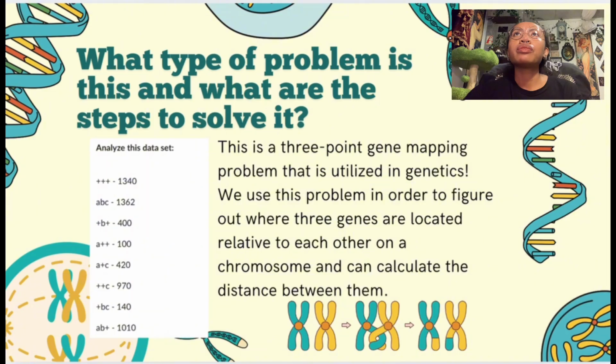So what type of problem is this, and what are the steps to solve it? This is a 3-point gene mapping problem that is utilized in genetics. We use this problem in order to figure out where 3 genes are located relative to each other on a chromosome and can calculate the distance between them.